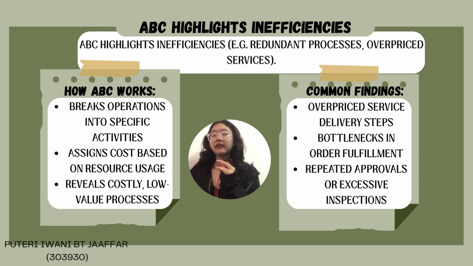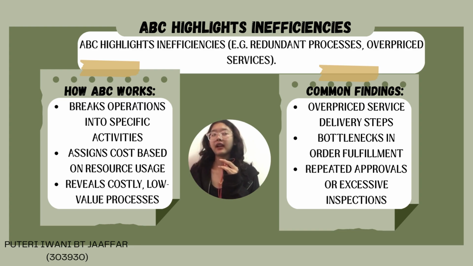Next up is assigning cost based on resource usage. It means that ABC assigns costs to activities based on how much they actually use company resources, such as time, labor, materials, or equipment. Traditional costing might just divide costs evenly or use broad averages, but ABC is much more precise. For example, if taking orders needs more manpower and time, it will be assigned a higher cost under ABC. And next up is revealing costly low value processes.